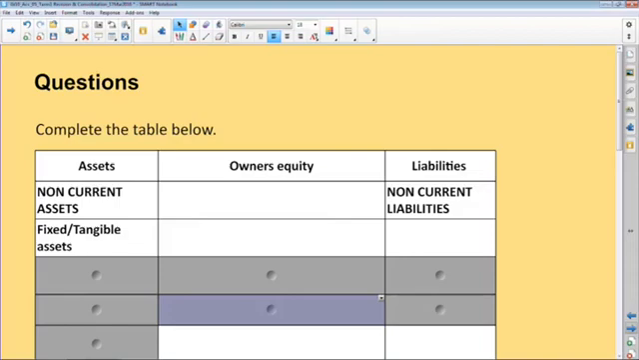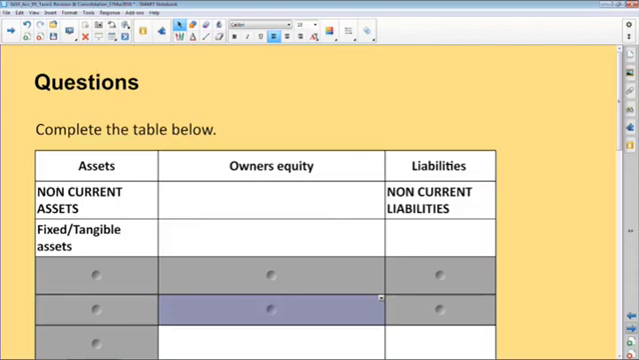And that word drawings comes to mind. So when the owner takes anything or pays anything through the business, we need to record it as drawings. And this is because of our business entity rule. Let's go further. Now I have a nice table for you here.